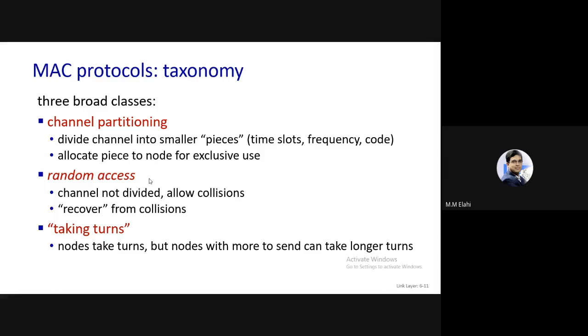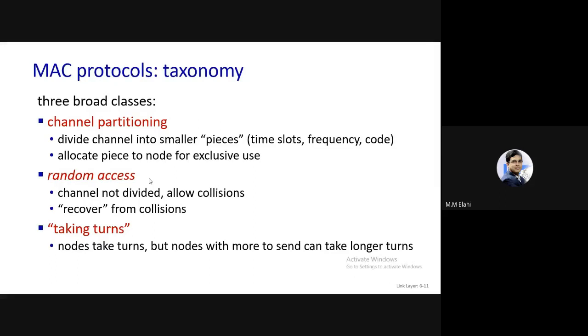Second one is random access. That means anyone can send anytime. There is no coordination. The advantage is if we don't use any coordination, that means we can save the bandwidth, definitely. But the disadvantage is, since there is no coordination, more than one node can simultaneously send, and then a collision can happen. So random access actually allows collisions, and then it must have the mechanism to recover from collisions.